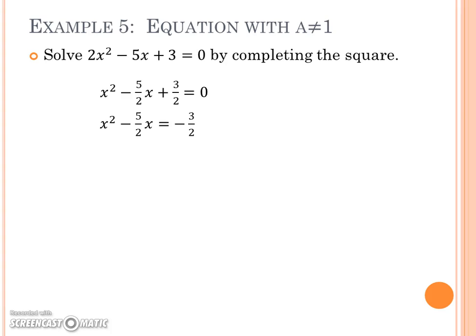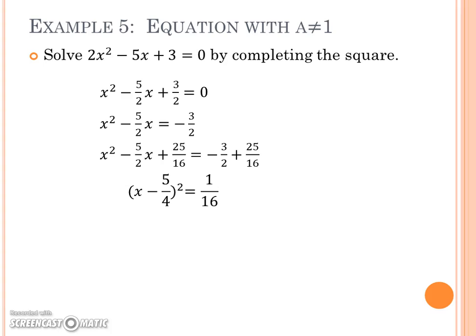So we're going to do negative 5 halves divided by 2, squared, to get 25 sixteenths. We're going to add 25 sixteenths to both sides. We're going to write the left side as a perfect square by factoring. So we get (x minus 5/4) squared. And then we're going to add negative 3 halves and 25 sixteenths to get 1/16.